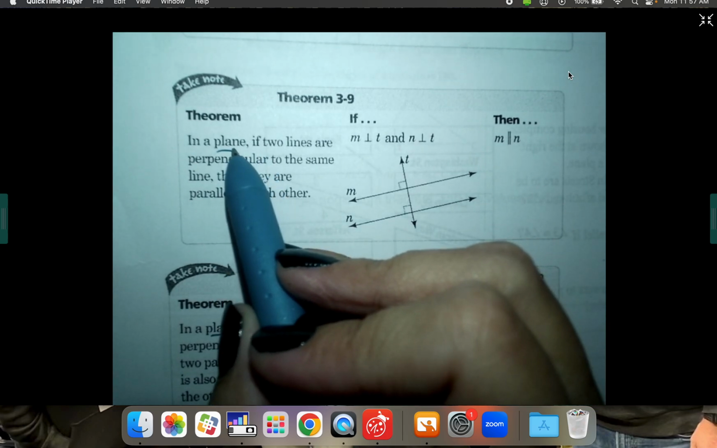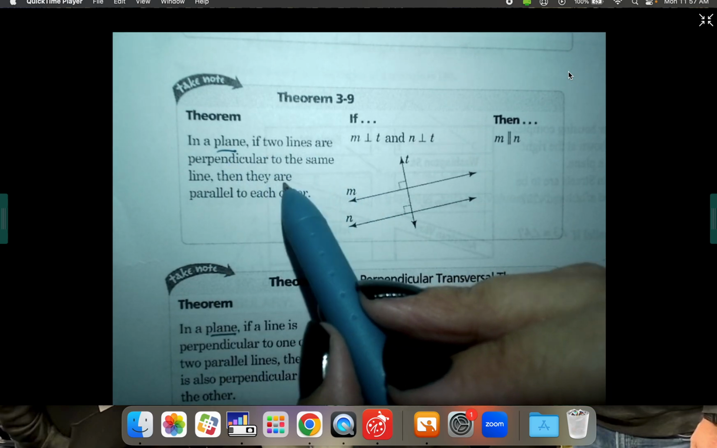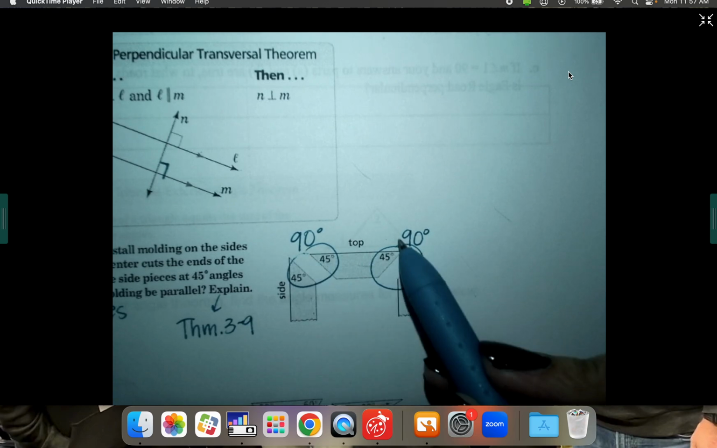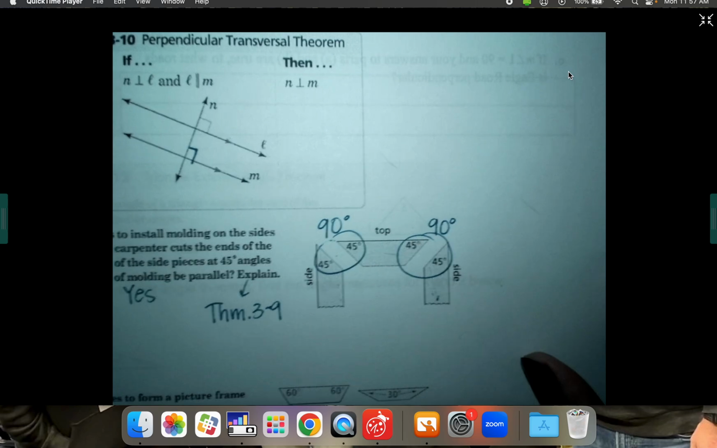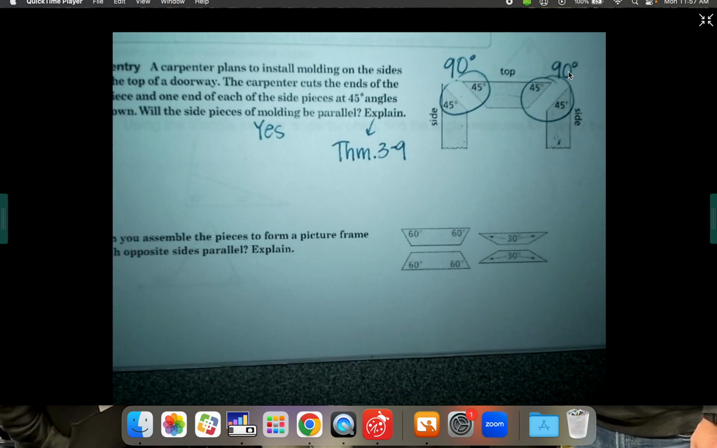It's in the same plane. Two lines are perpendicular to the same line. This one's perpendicular and so is this one to this. That means they are parallel to each other. Okay, let's look at the next one.